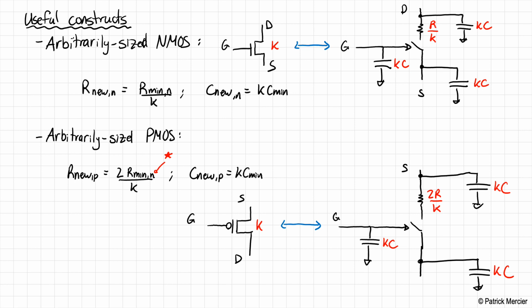So with these two useful constructs, you should be able to go into any circuit we show you, and assuming the class sizing convention holds, replace each transistor with the circuit model and then figure out what kind of delays are going on in our circuits. So now that we have those useful constructs in place and we understand the class sizing convention, let's go through a simple example.